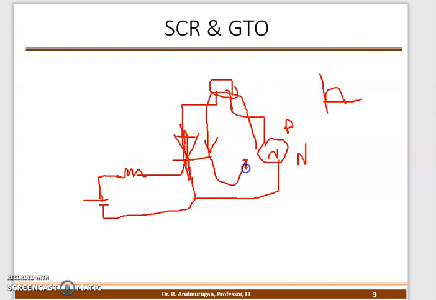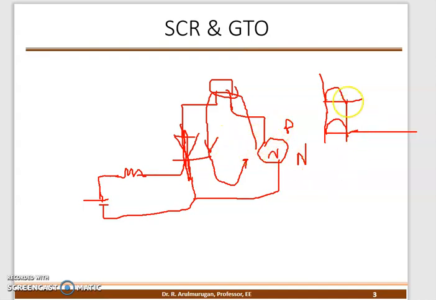During this condition, the SCR is forward biased. Forward bias means it will permit conduction. That's why it is a half wave. It's nothing but a half wave controlled rectifier.